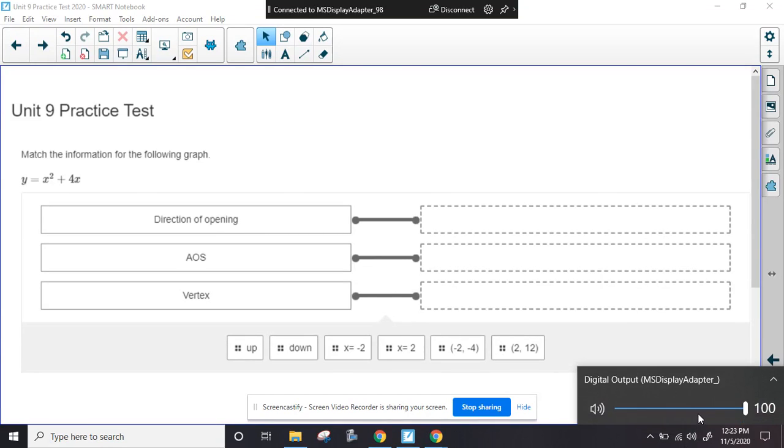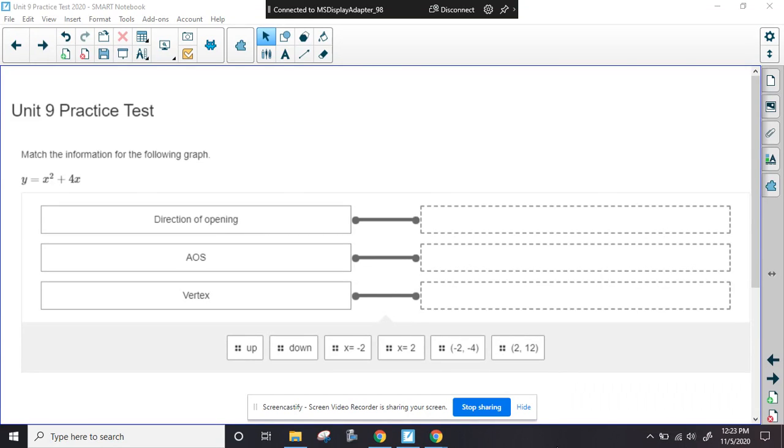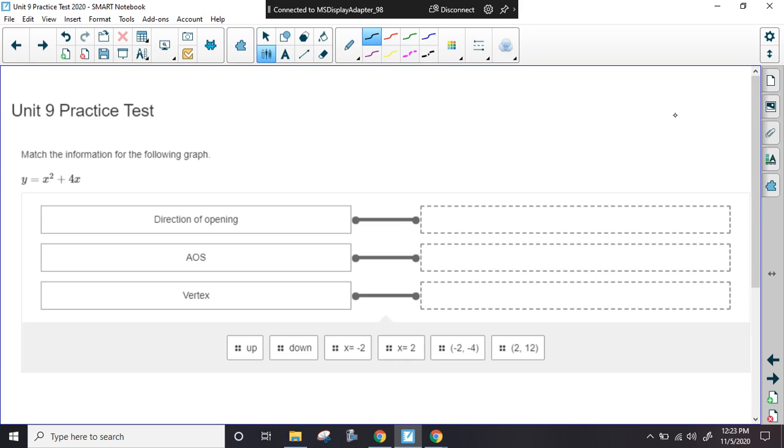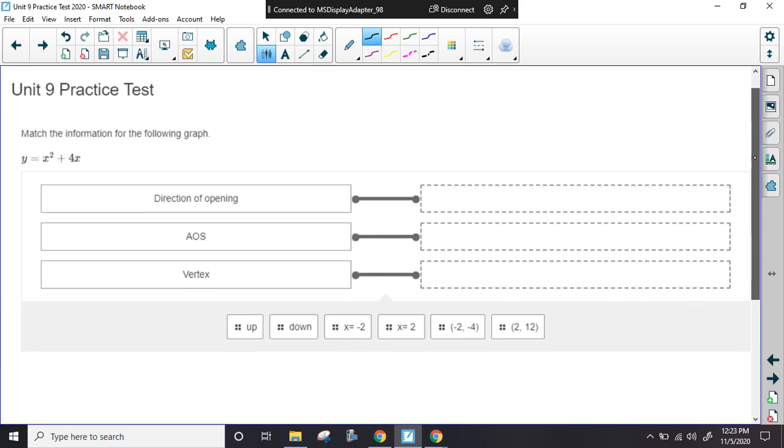All right, so we're about to go over the practice test from Unit 9. Like most things this year, this looks totally different than it has in years past, which is totally fine with me.